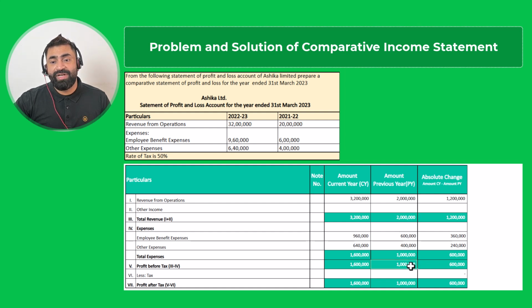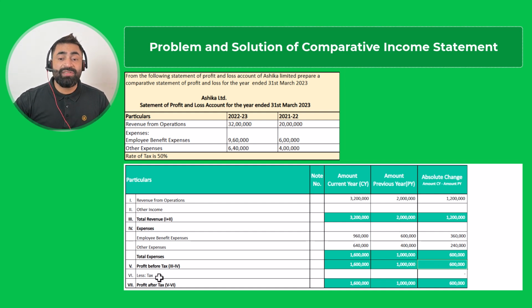Right, this is the answer right there. Now coming to absolute change, how did you find this? How did you arrive at the 6 lakhs? You know it already. Current year minus previous year, you get 6 lakhs. Cool. Good. Now coming to the tax then, less tax.